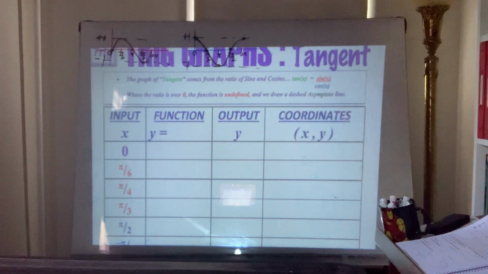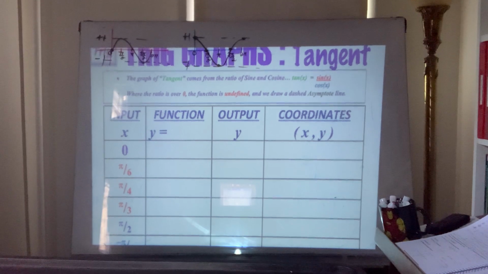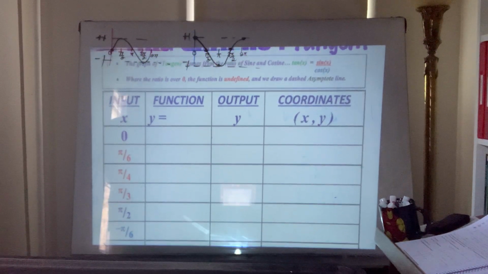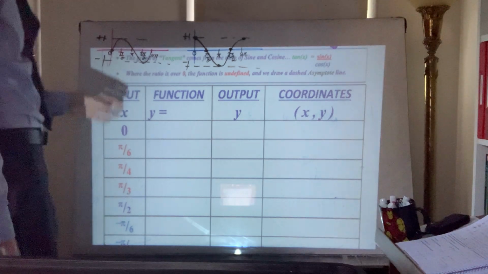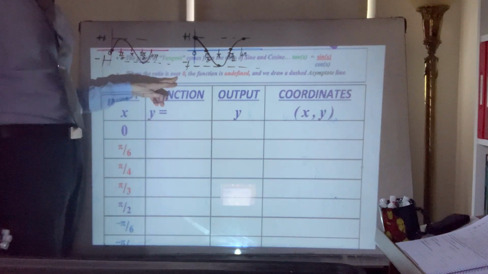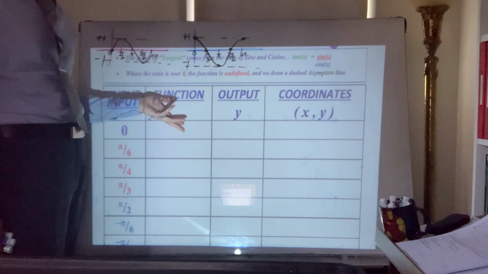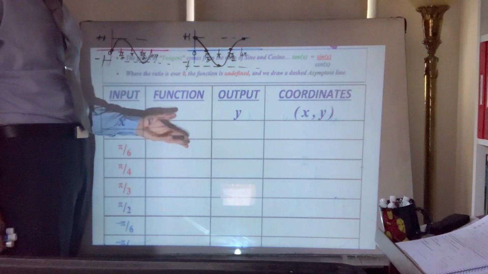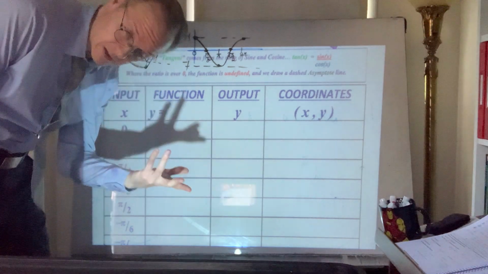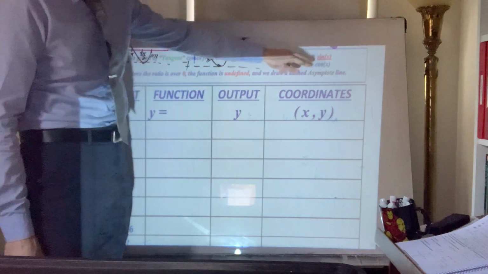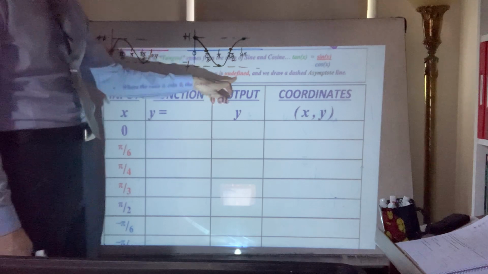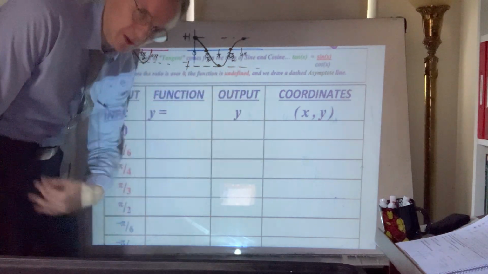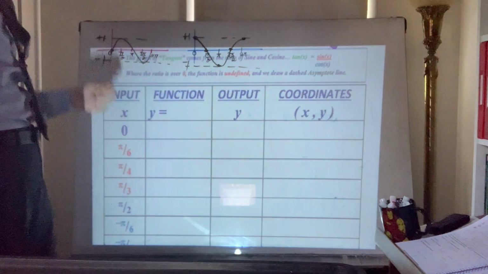Let me scoot on up here. I'll move that out of the way. Bear in mind, where the ratio would be over 0, that is, if you have whatever number on top of 0, that is essentially trying to divide by 0 in consideration of that ratio, and that would be regarded as undefined. That is why there are asymptotes on a tangent graph.